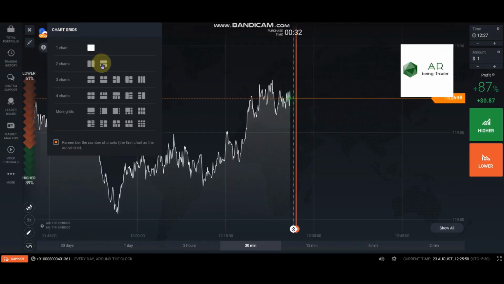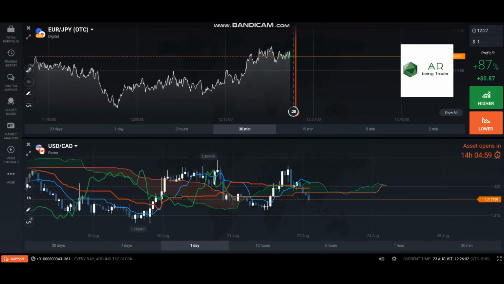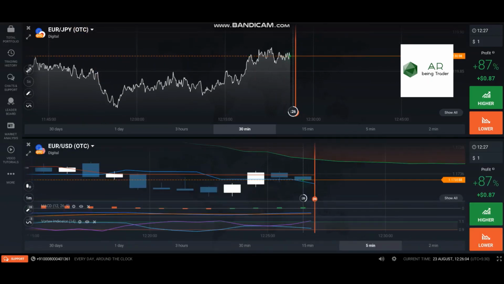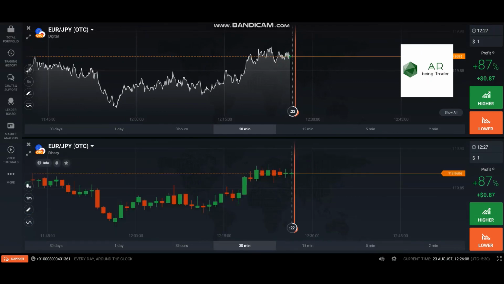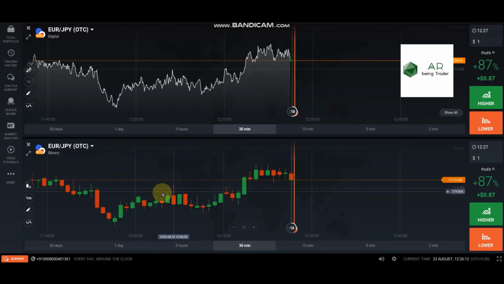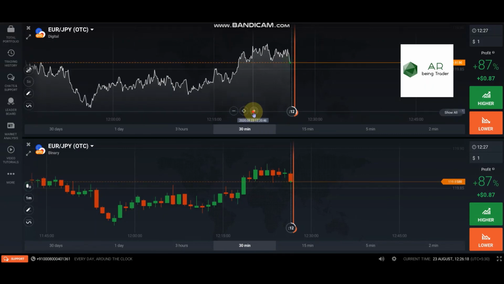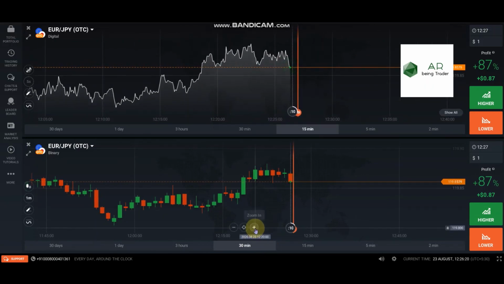It's a line chart, right? It's Euro JPY, Euro JPY. You can see here, this is how the candlesticks will look, and this is how the line chart will look. Let me zoom in, here too.